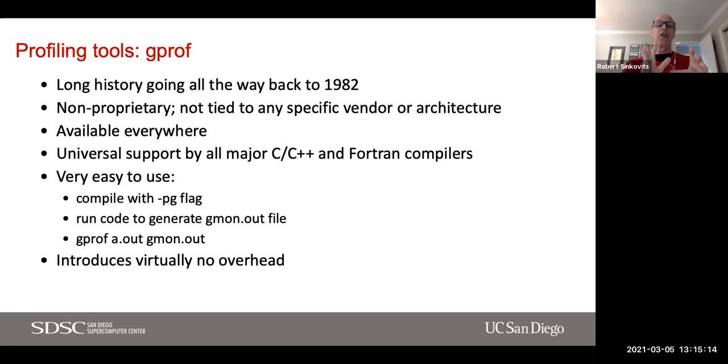Now, I should add that Gprof is not what we call a tracing tool. So if you're working with a parallel code and you want to know where time is being spent in communications, if you're looking at things like load imbalance or other factors, you're not going to be able to get that from Gprof. Gprof just tells you about the performance of your underlying serial code.